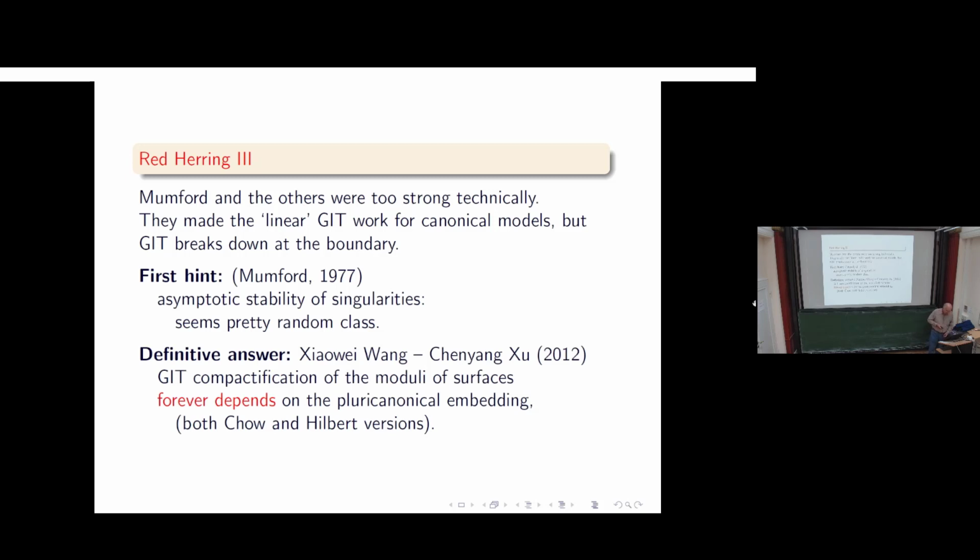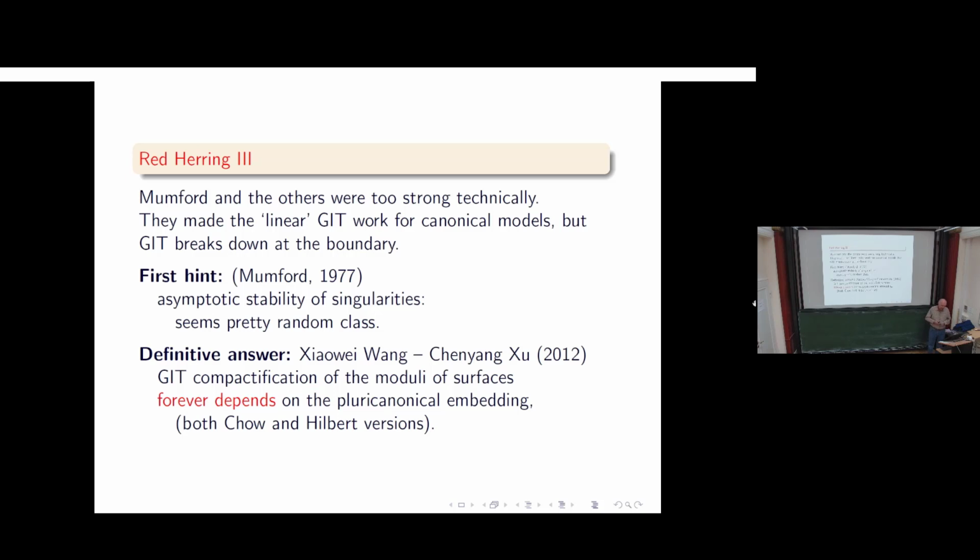The definitive negative answer was done by Wang and Xu, who proved that if you do the GIT compactification of the moduli of surfaces with higher and higher embedding, then with each embedding, you will get a different compactification. Not like with curves, where you have the 5-canonical embedding. After that, you get the same compactification. For surfaces, you get a different compactification. And in fact, this happens already for hypersurfaces.